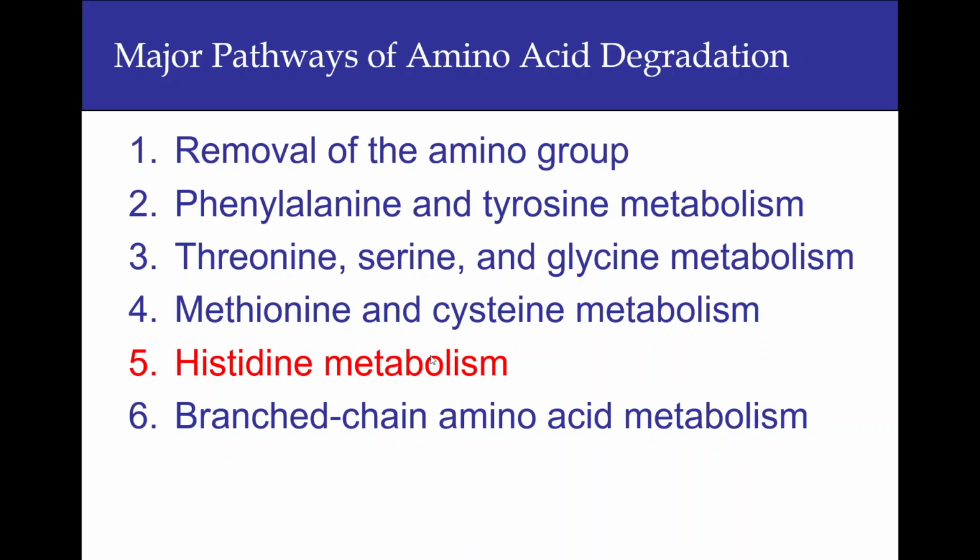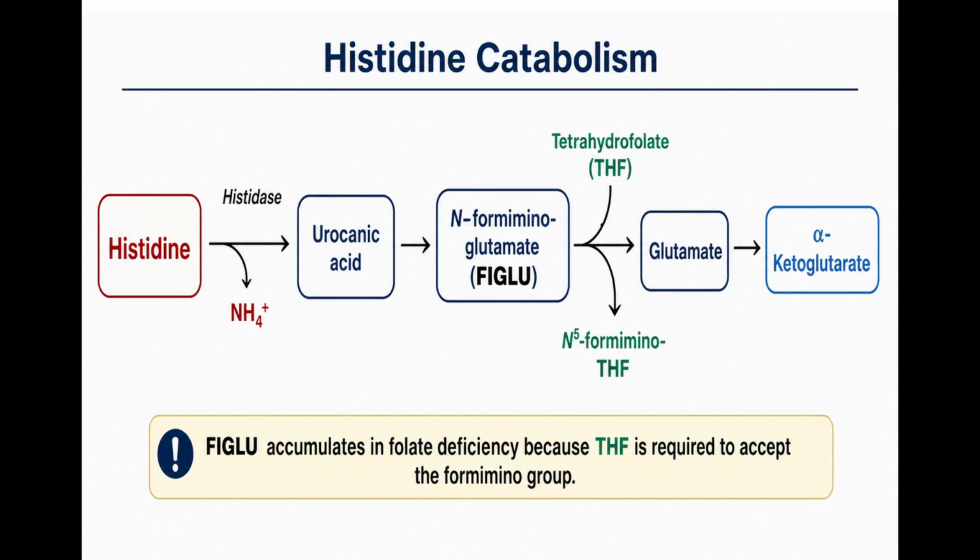Next, we're going to talk about histidine metabolism. Histidine gets converted to alpha-ketoglutarate. I don't expect you to remember all these steps, but you should remember that in the metabolism of histidine, we form a very important product, which is FIGLU. What is FIGLU? It is formimino-glutamate. It is something that will be used to form formimino tetrahydrofolate in the metabolism of histidine.